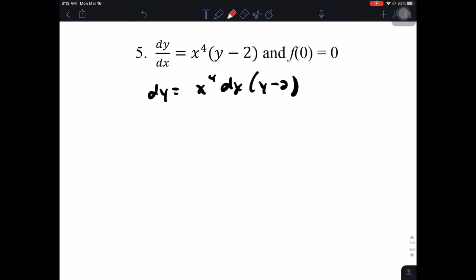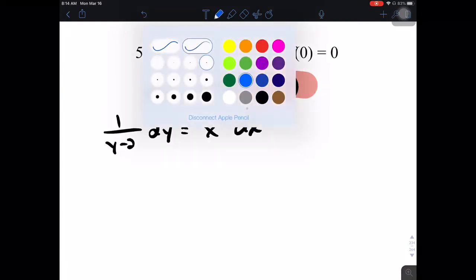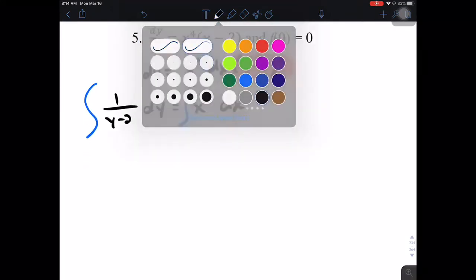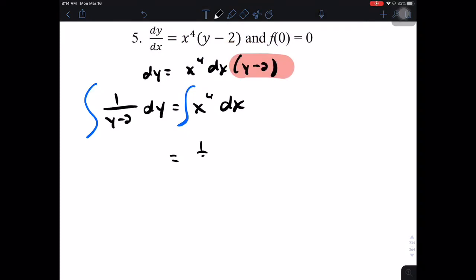And then we got to divide both sides by y minus 2. We want our separation of variables. If we then integrate both sides, right side's simple. Integrating x to the 4th is 1/5 x to the 5th. Add 1 to the exponent, multiply by the reciprocal of the exponent.